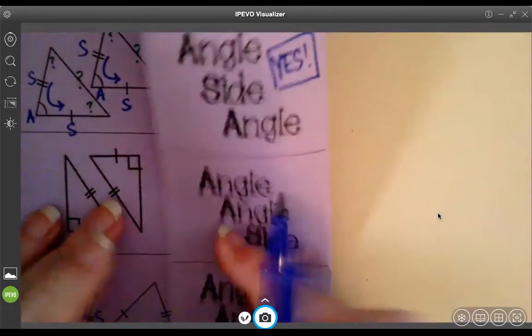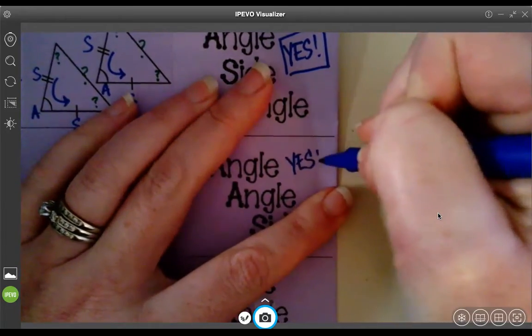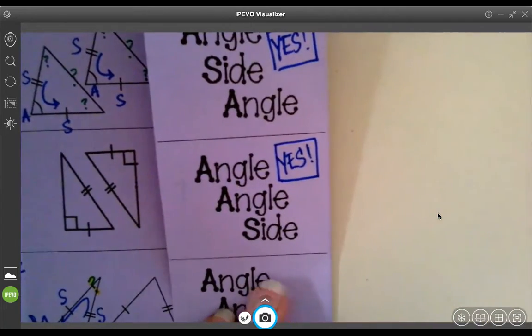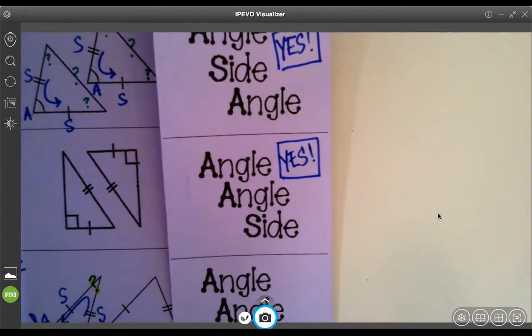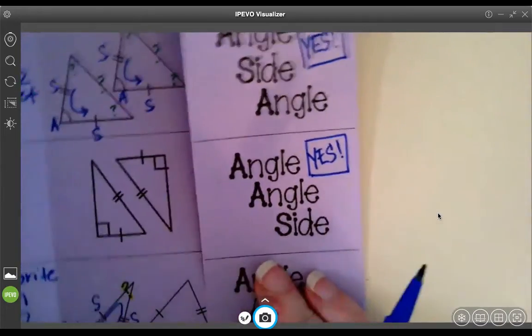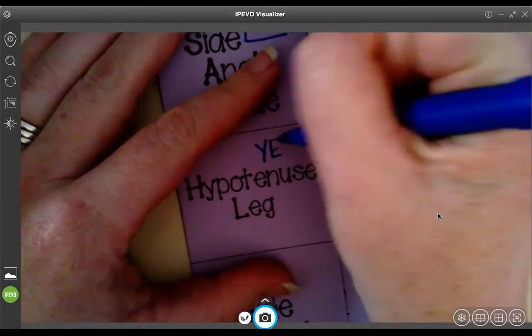Let's go ahead on the outside and put a yes out here, because angle, angle, side can prove. It can prove whether they are congruent. It can prove whether they are not congruent, but it can prove. And then our last one over here, this is hypotenuse leg, and this is going to be another yes.